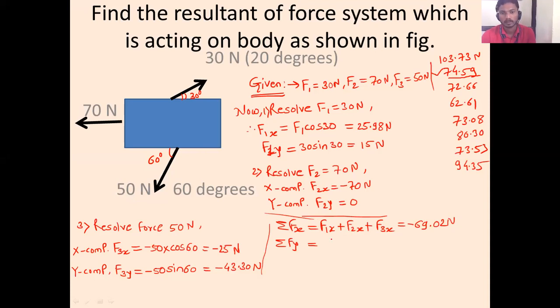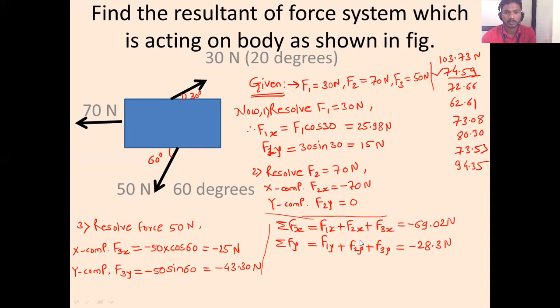Minus 28.3, F1Y, F2Y, F3Y. How much is it? Minus 28.3. Yes, sir. Okay. Now calculate the resultant.